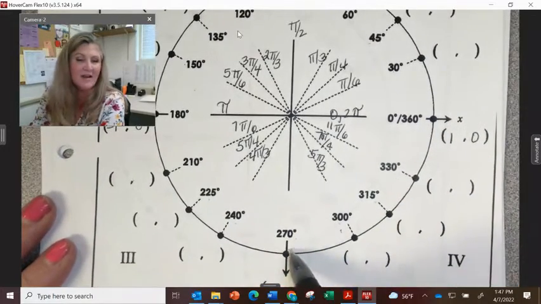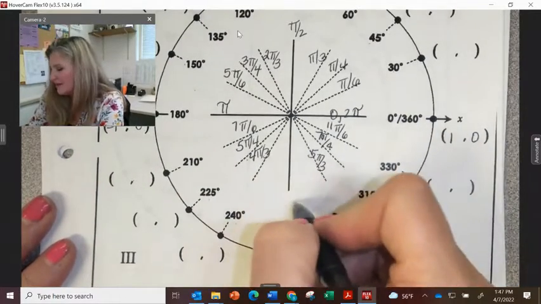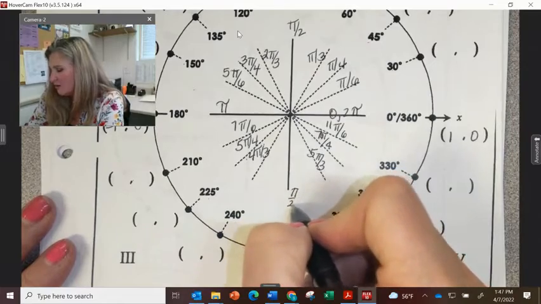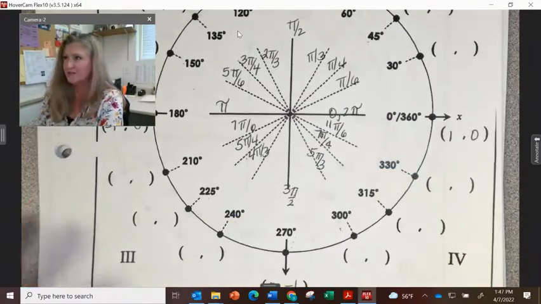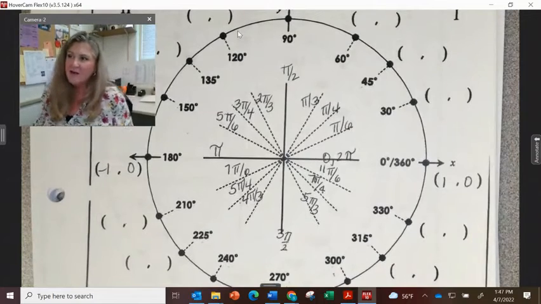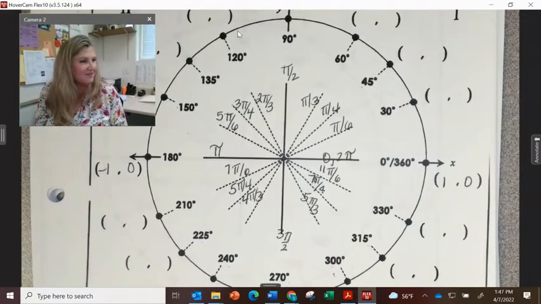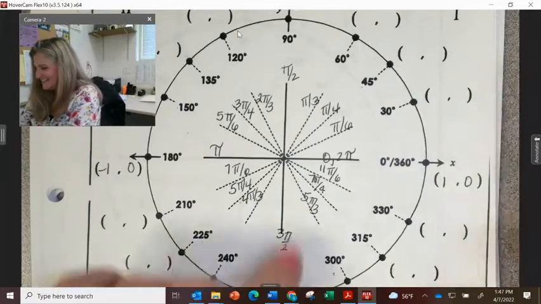And then how many? 270 is like a pi over 2 one. How many 90s to get to 270? 3 pi over 2. Okay, good job. We got all the angles done. Wasn't so bad, was it? All right, let's go to the next thing.